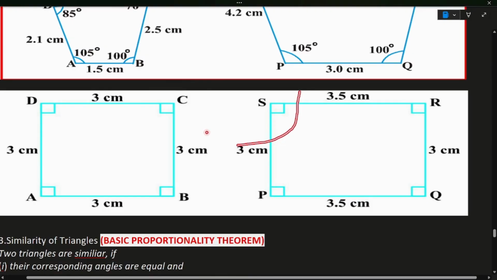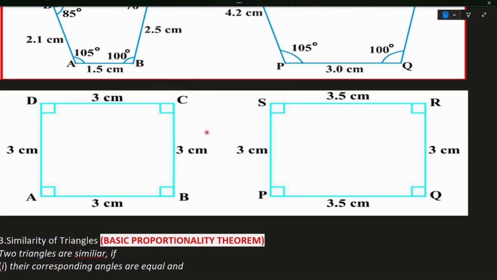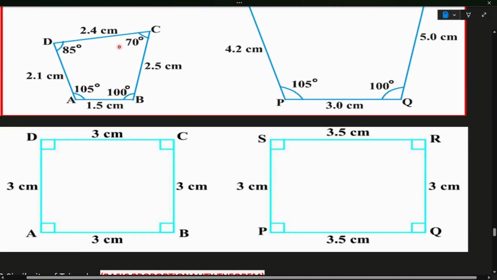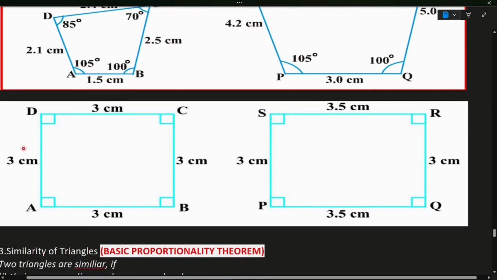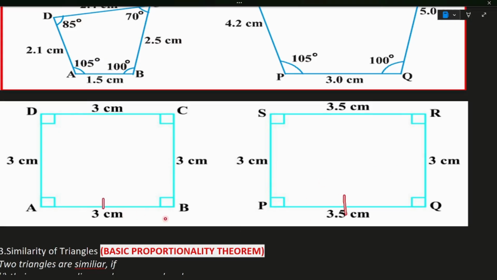Also, now we can check the second condition. What is the second condition? Their corresponding sides are in the same proportion. In the above figure, what is the proportion of their corresponding sides? Just 1 by 2. Now in this figure, we will check the corresponding sides' proportionality. For example, 3 by 3.5, 3 by 3, 3 by 3, 3 by 3.5. Why? Because these all are corresponding sides.